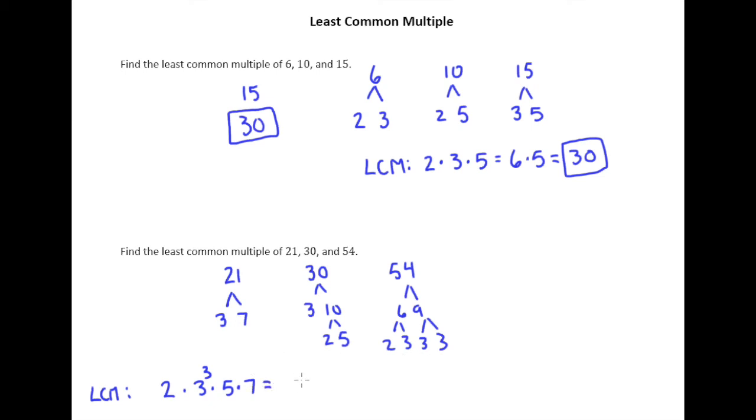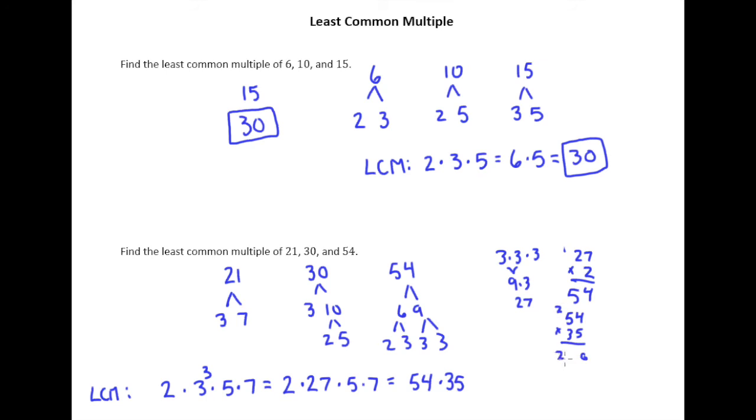So this is going to end up being a fairly large number. 3 times 3 times 3, which is what 3 cubed is, right, is 9 times 3, which is 27. So this is 2 times 27 times 5 times 7. And 2 times 27 is 54. So I've got 54, and then 5 times 7 I know is 35. And so now I've got to multiply 54 and 35.